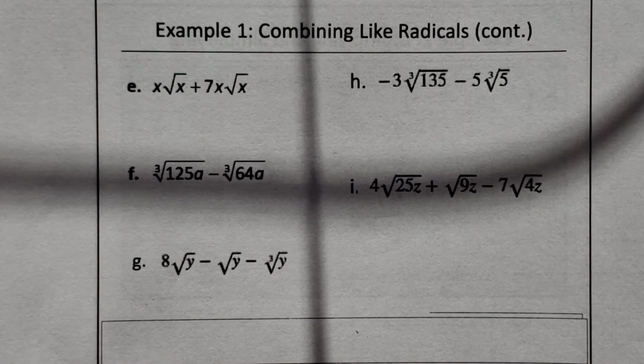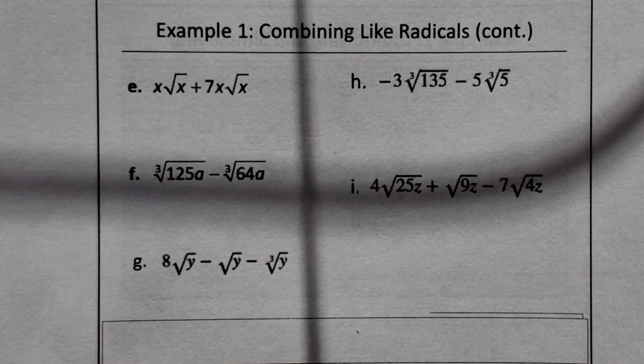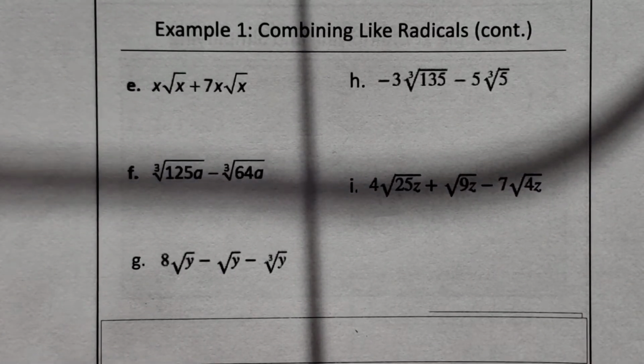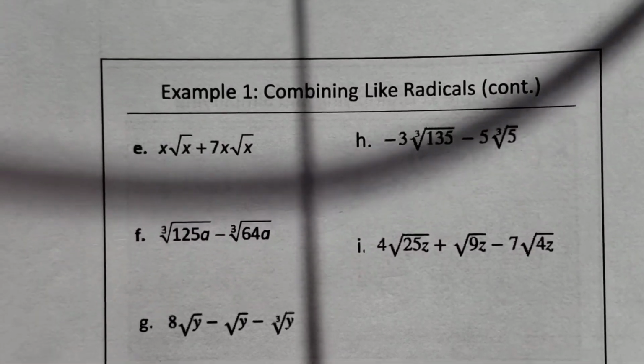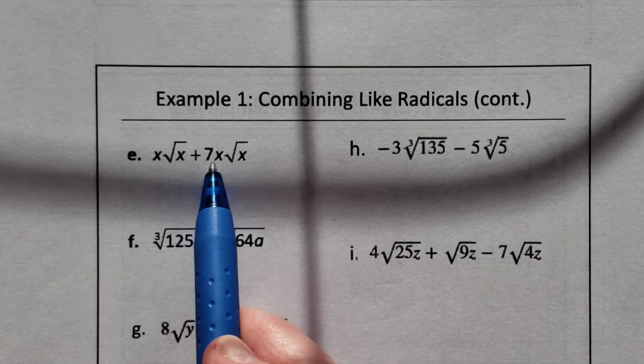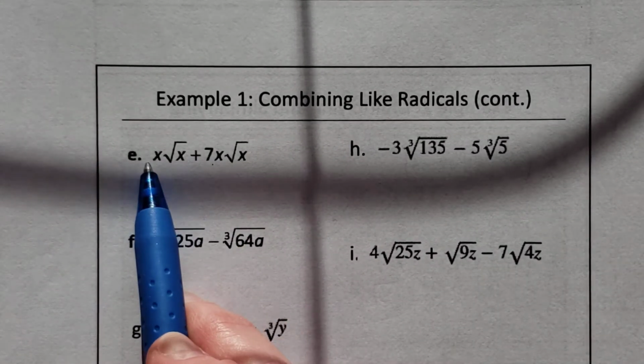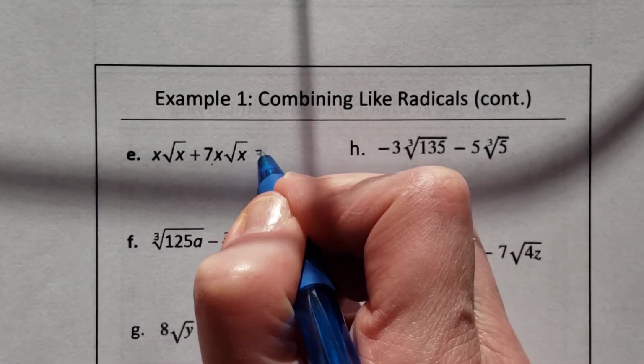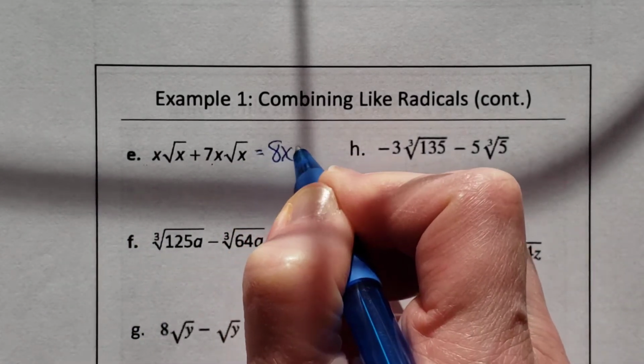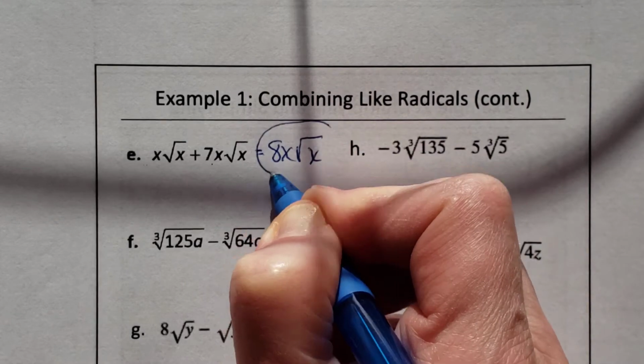Letter E. Those are like terms because what's under the radical matches. So basically we're adding 7 plus 1. So 7 plus 1 is 8 square roots of 8.